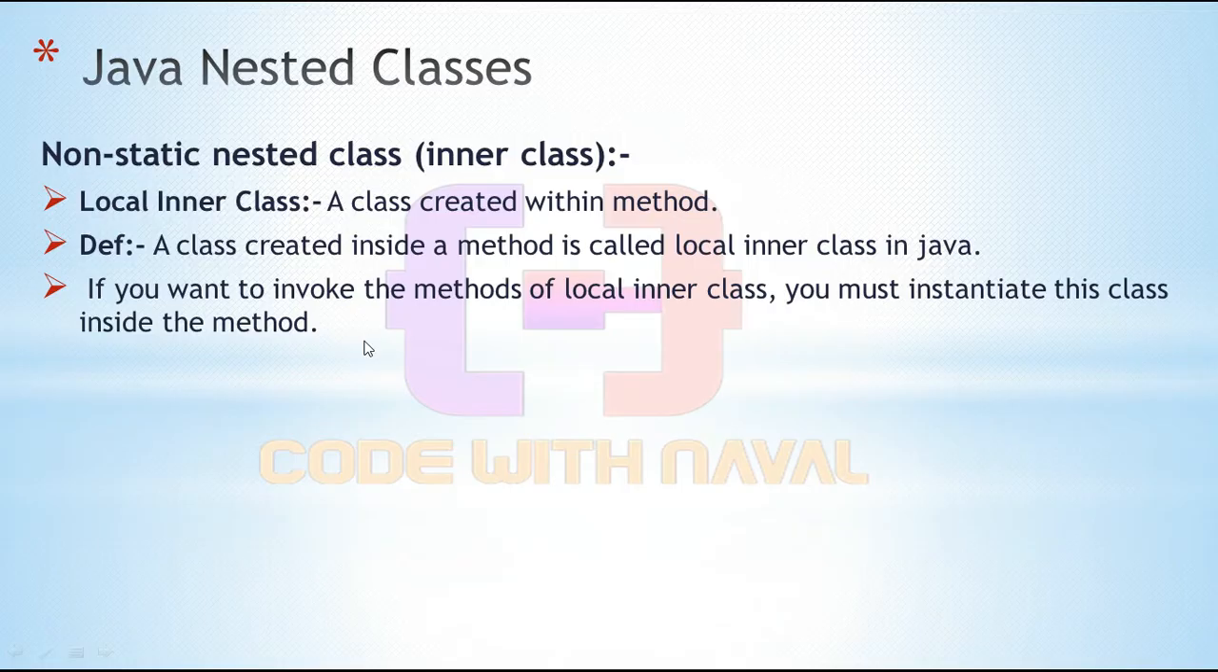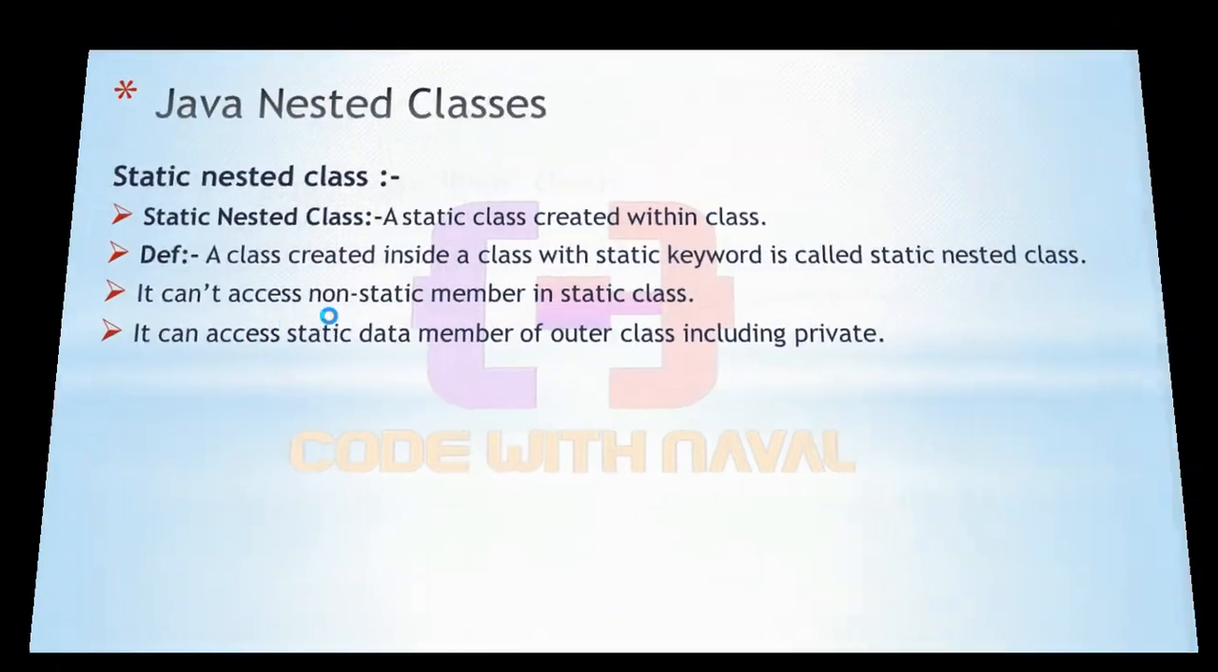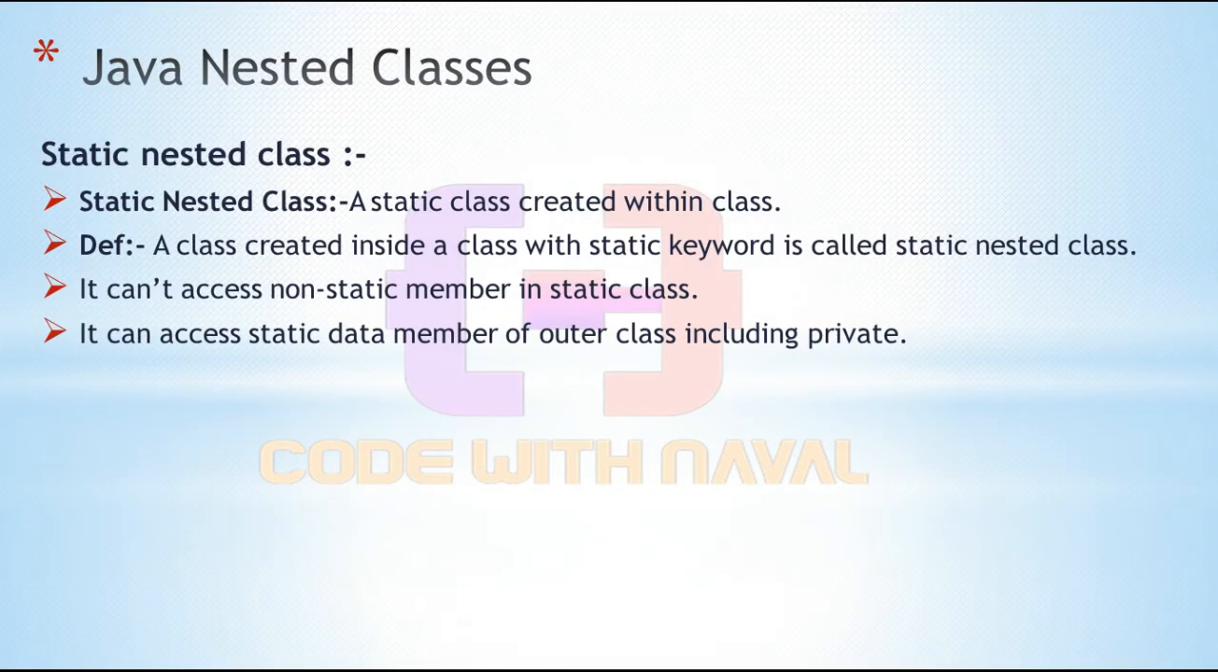Now here we saw the non-static nested classes, these three types. Now we have the static nested class. Let's understand what the static nested class is. A class created inside a class with the static keyword is called a static nested class. It can't access non-static members in a static class. It can access static data members of the outer class, including private.